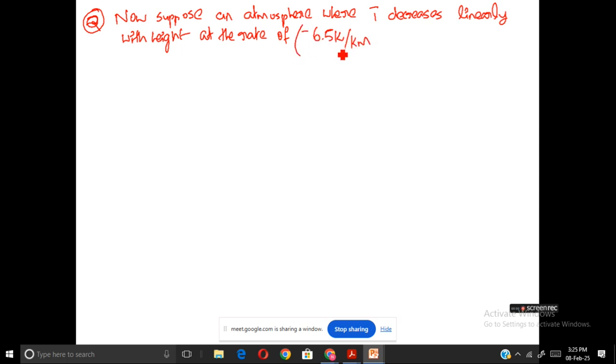This will be negative because the temperature is decreasing linearly. Since it is a decrease, it will be minus 6.5 Kelvin per kilometer. What will be the pressure at the same height, at a height of 4 kilometer?